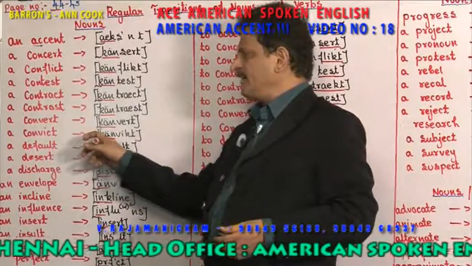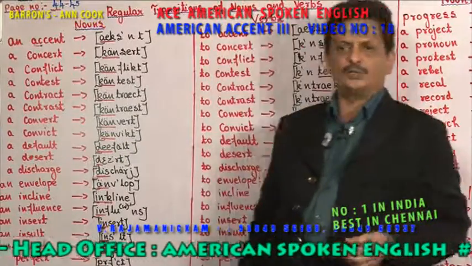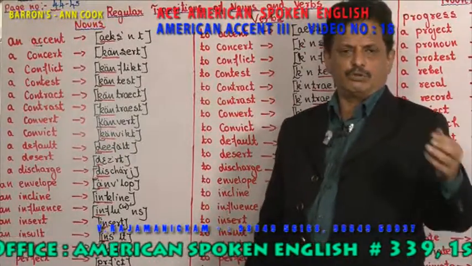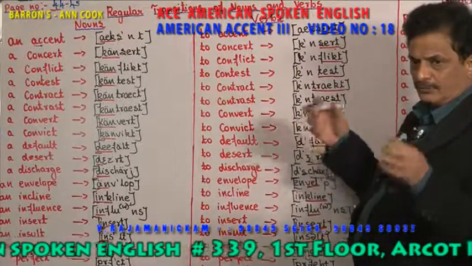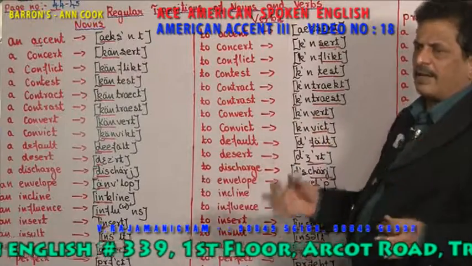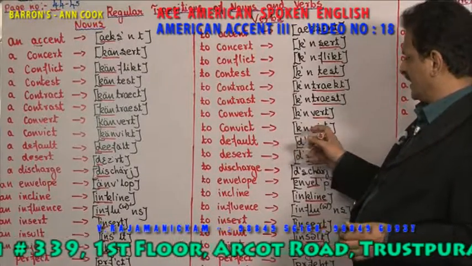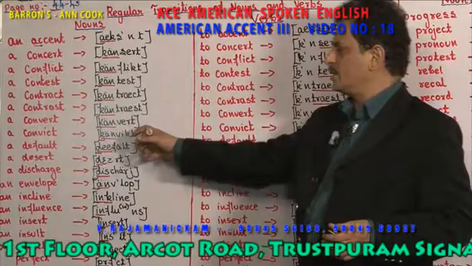Convict. A convict is a person who is charged with cases, whom the police have charged. He is a convict. To convict, to make him undergo a trial, to imprison him. To convict, vict you are stressing; here, con you are stressing.